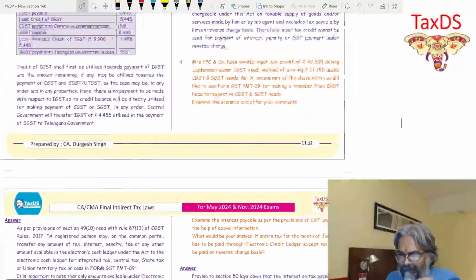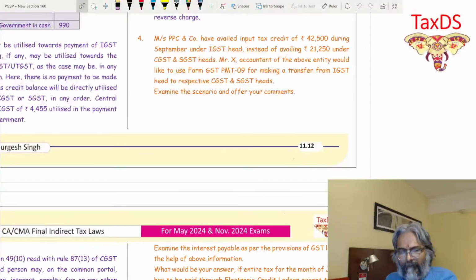Now, students, let's look at this particular question number 4. In this question number 4, against that point number 3 that you have written, the third point, which is the transfer part, what you can do.